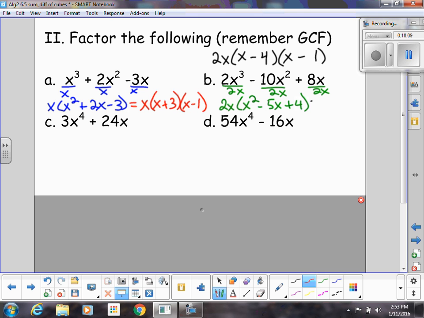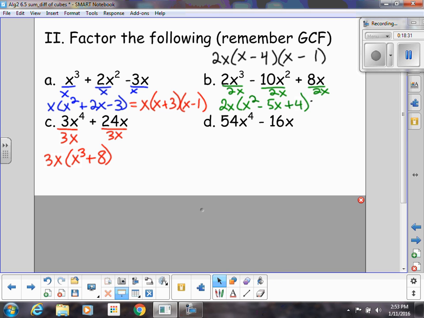All right, so again, what can I divide each of these by? 3x. So I'm going to have 3x parentheses, x to the third power plus 8. Ooh, what do we do there? That's our new way of doing that. This is a sum of 2 cubes. So this is where we're going to use SOAP.